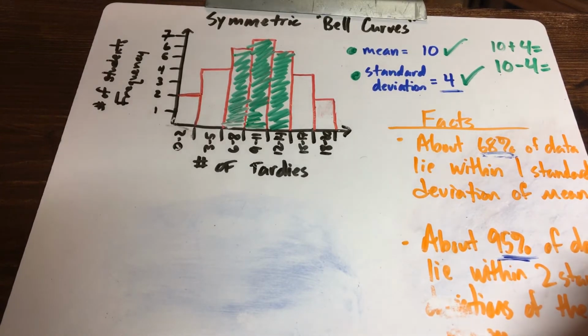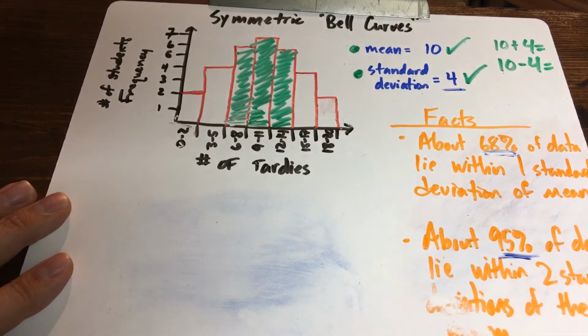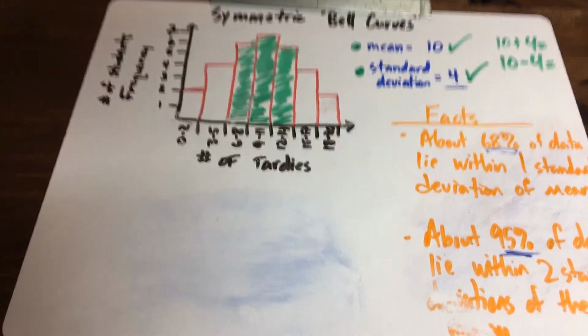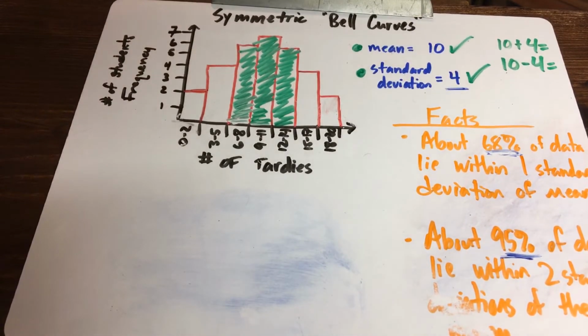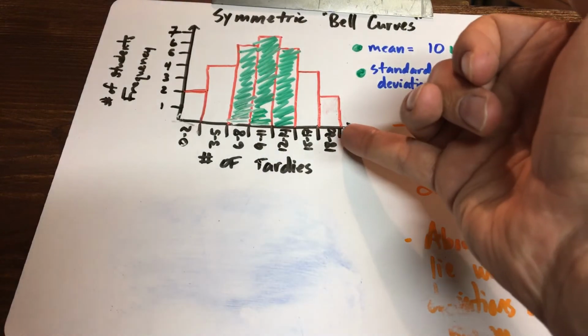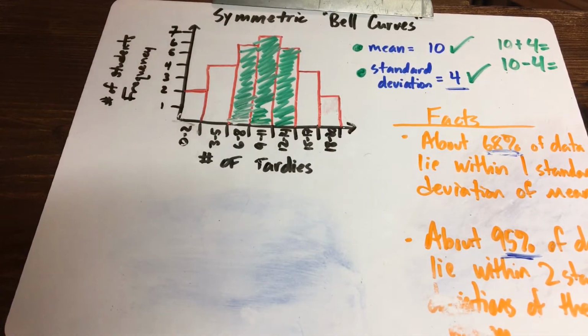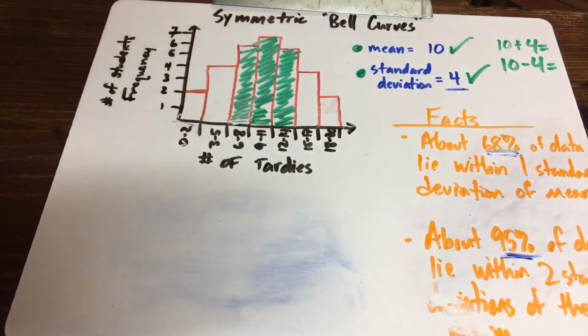So 68% of our students, like if I was Ms. Brown, Mr. Tobin, trying to figure out about how many tardies do students get in our school, and I needed to report that, I could say, hey, we've got 68% of our students that have between 6 and 14 tardies. And then why does this person have 20, right? Fact number 2, let me actually hit that before I move on.